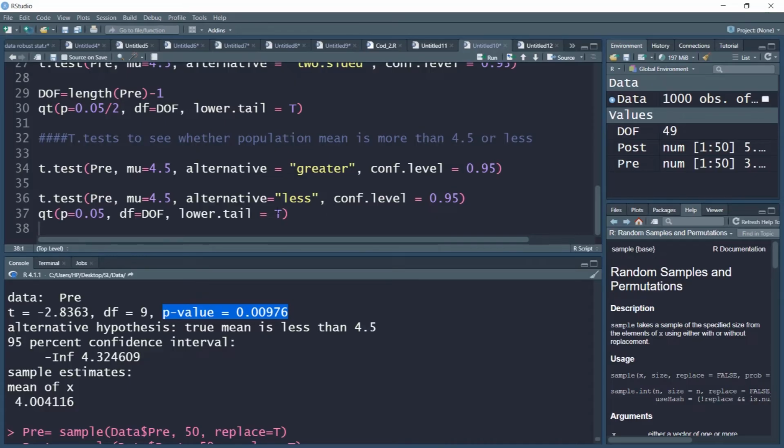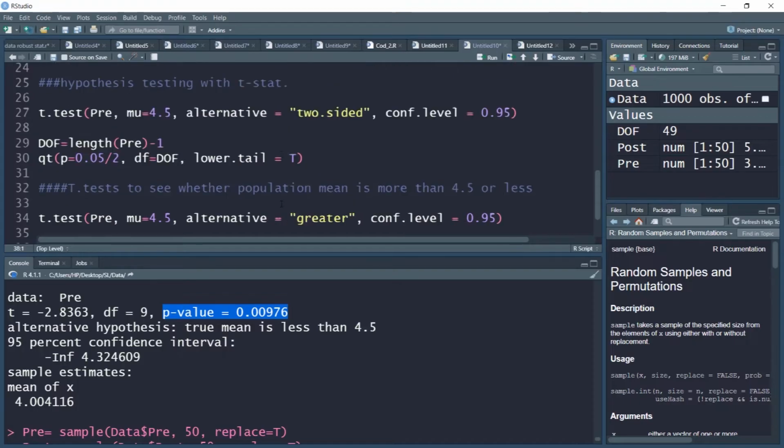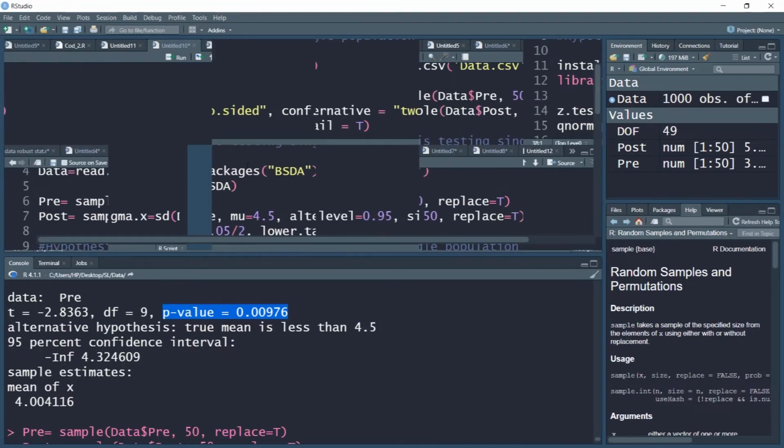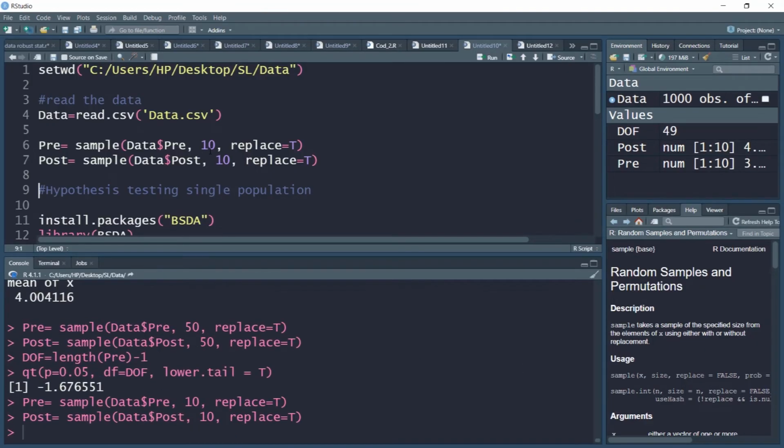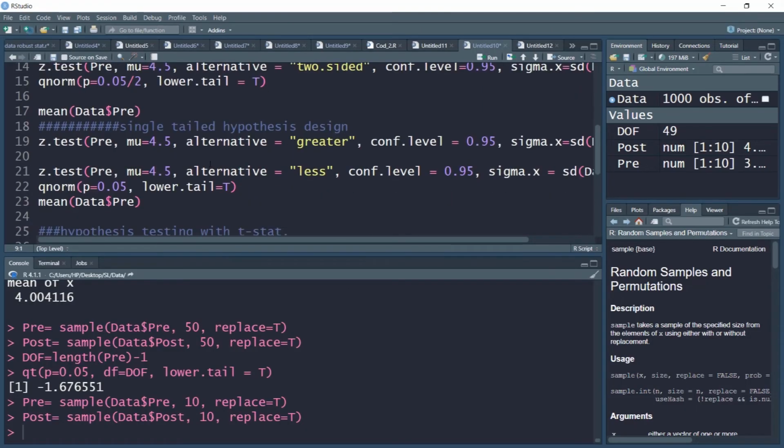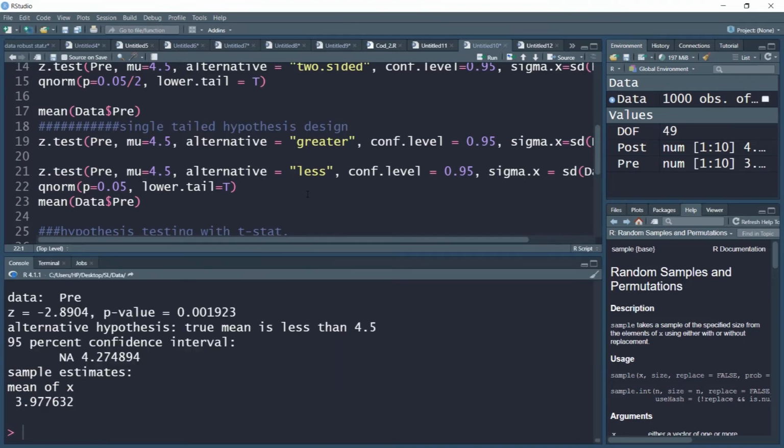Now we would like to check again whether changing the sample size affects the level of significance or not. So let us do this testing with 10 observations only, and this time we'll only run the single tail test, that is on the lower side, which is this. So we'll run this lower tail test, first the z test. Notice the p value 0.001.